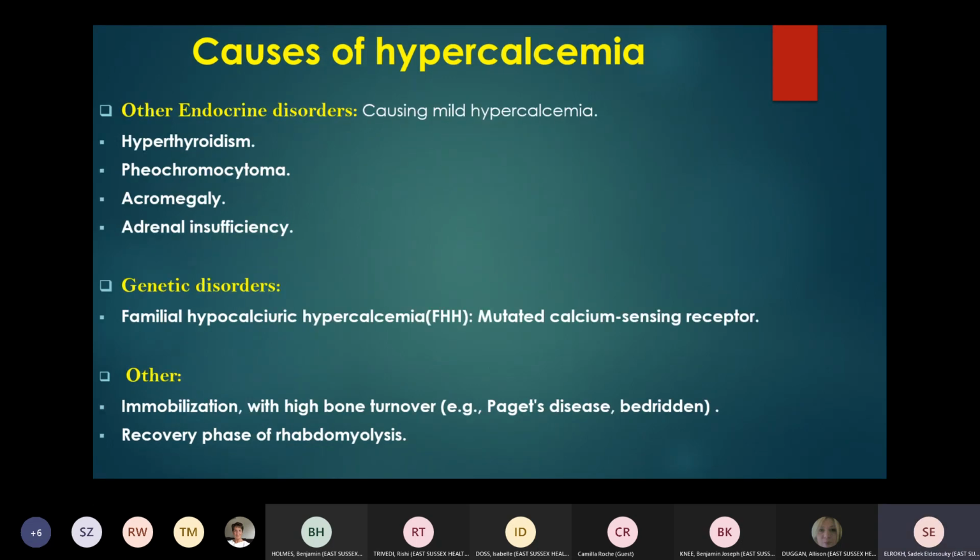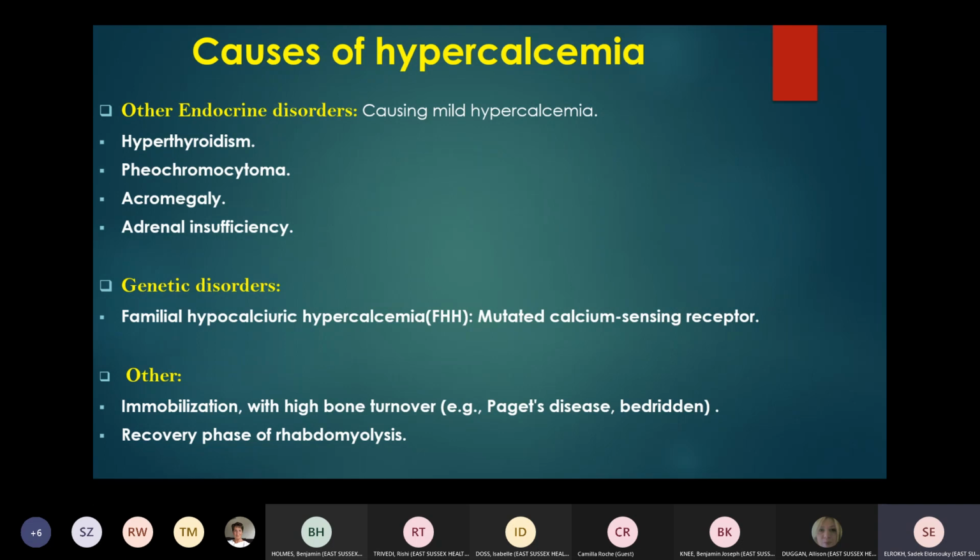Other causes of hypercalcemia are endocrinological causes, including acromegaly, pheochromocytoma, and adrenal insufficiency, but such conditions cause very mild hypercalcemia actually, and it shouldn't be treated. It could be corrected when you are treating the underlying cause itself.